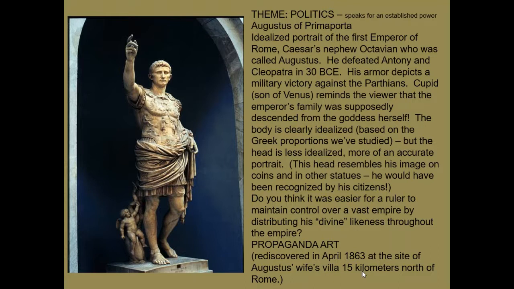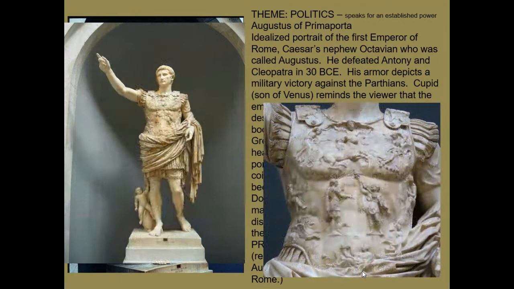So he's very much using this art form as a form of propaganda to show us who he is, why he has the right to rule, what connects him to both the history of Rome, but also to the gods themselves. He takes on the roles of an orator, a general, and a god all simultaneously with this perfect body and a more individualized head.